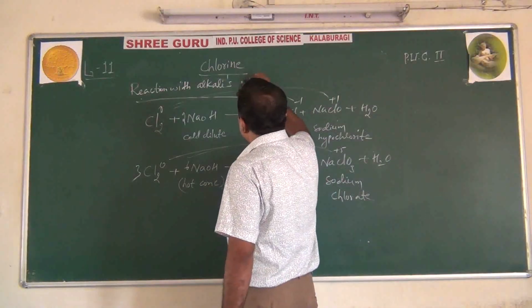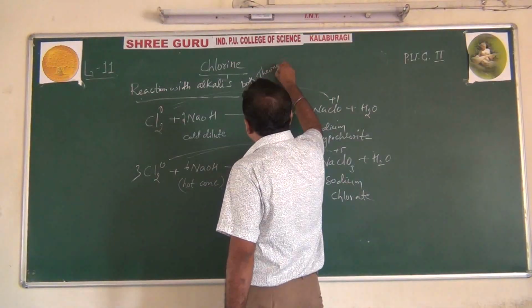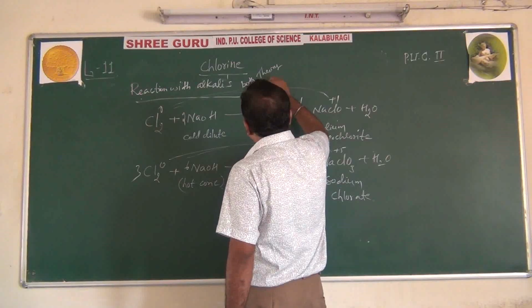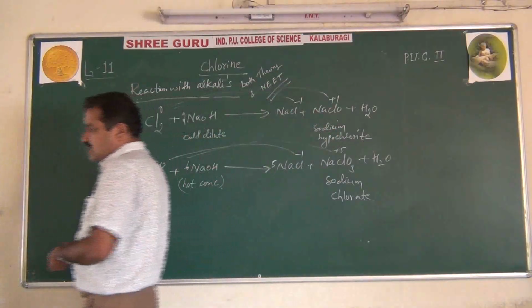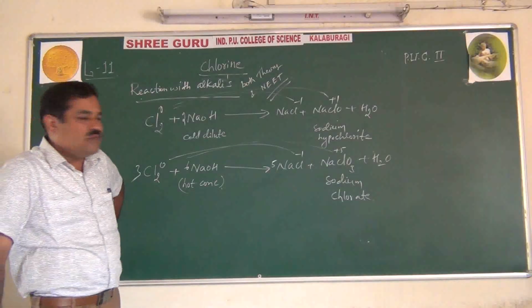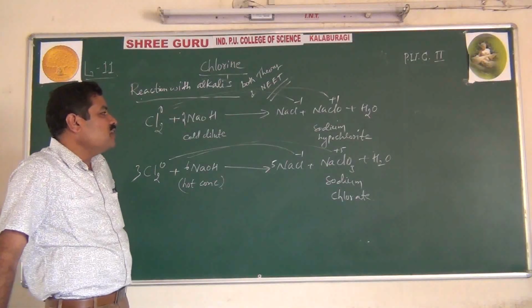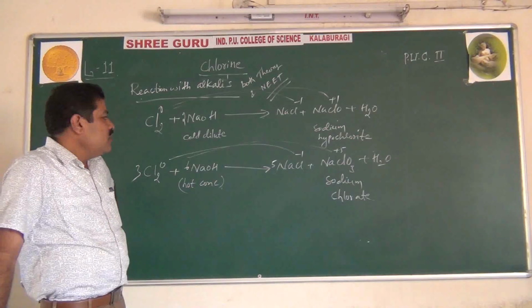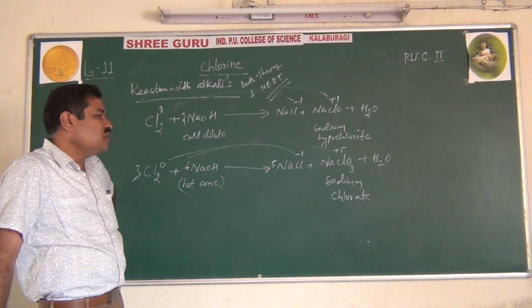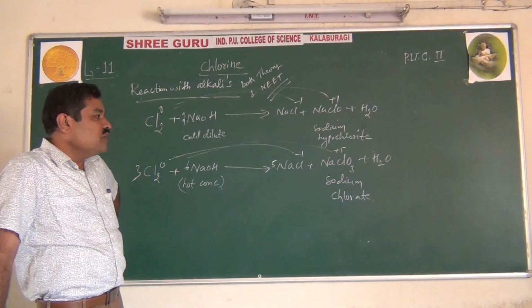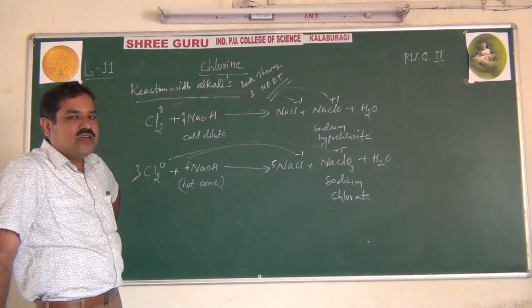Both the theory and the weak one. That means with the strong alkali, chlorine's product depends upon the medium. If it is cold and dilute, you will get sodium chloride and sodium hypochlorite. If it is hot and excess concentrated caustic soda, then you will get sodium chloride and sodium chlorate. Okay, very, very important.